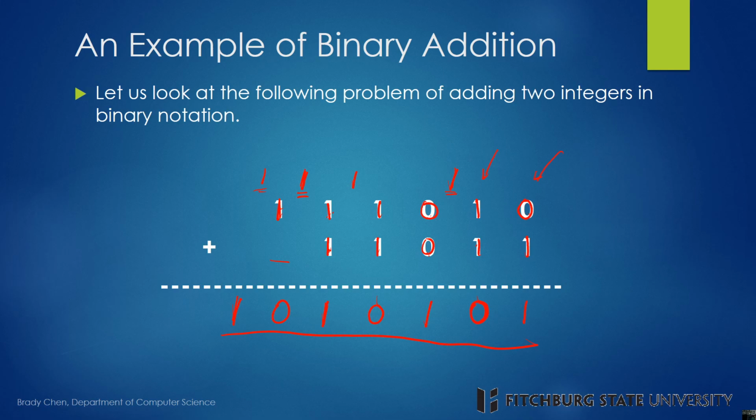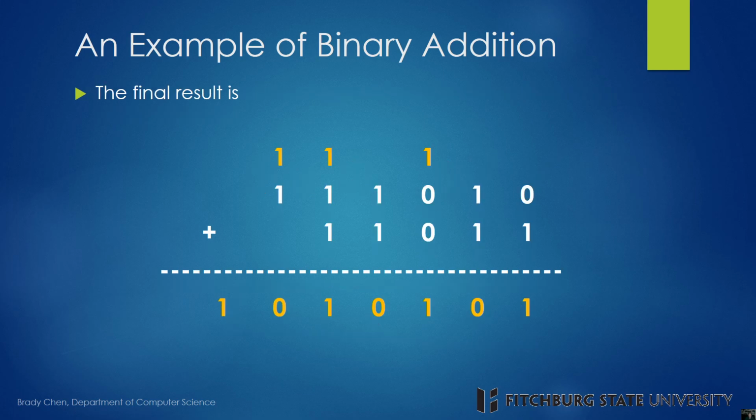So these are the ones that carried over from the previous position. So okay, here's the final result for the previous example. These are the carryover numbers from the previous position. And actually, you should also have a carryover number over here, right? So that's the final result.